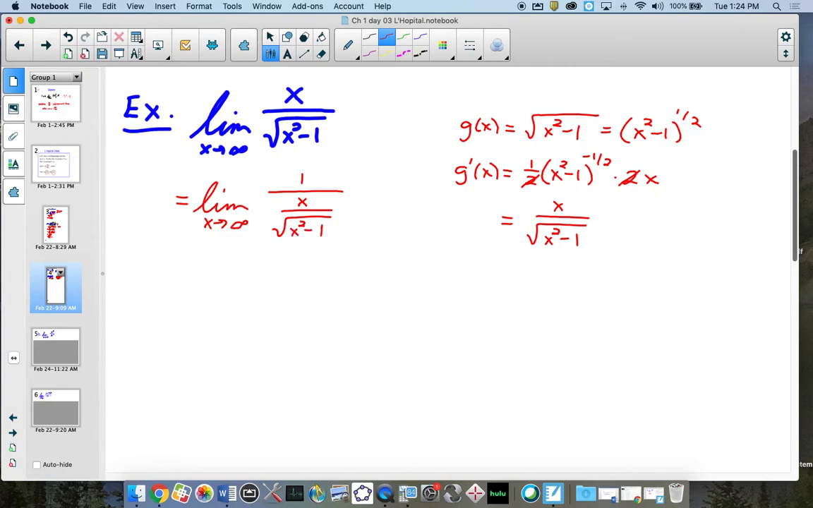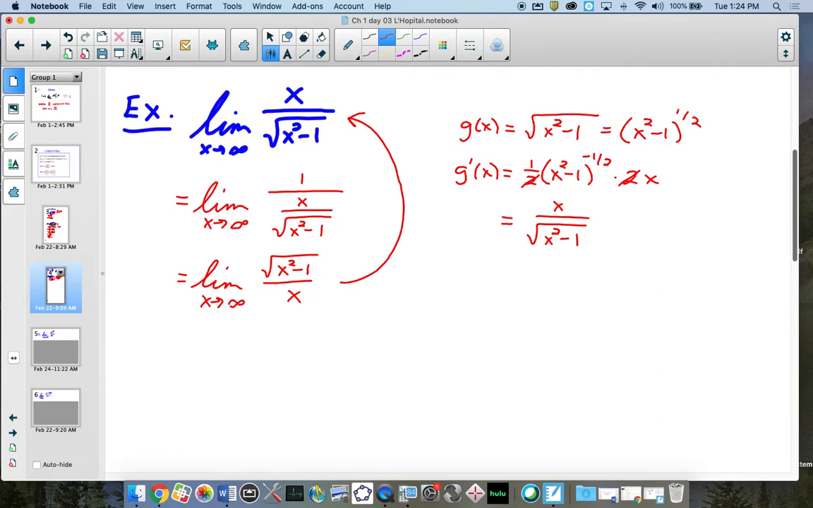And that would be the same as limit as x approaches infinity. Dividing by a fraction is the same as multiplying by the reciprocal. Alright, so there we go. So this is our new problem. Wait a minute, that's just the reciprocal of the original. And we still get infinity over infinity.